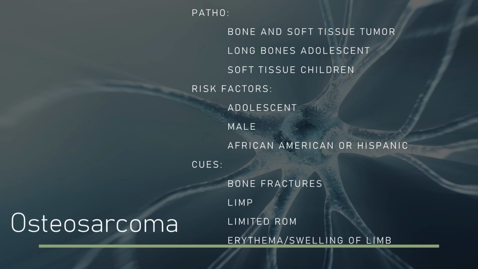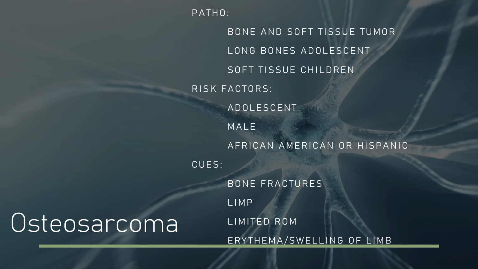So osteosarcoma is the most common pediatric bone cancer. There are other bone cancers, but this one's the most common. It arises in the bone or soft tissue. It can be in both. Tends to be in the soft tissue in smaller, younger children, and the long bones in the adolescent. The risk factors are being a male of African American or Hispanic descent and being an adolescent.